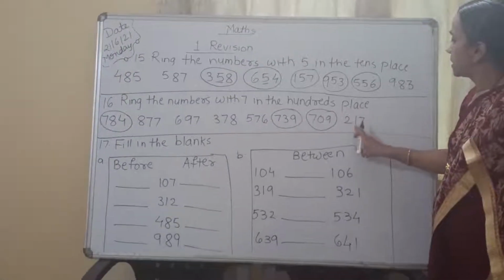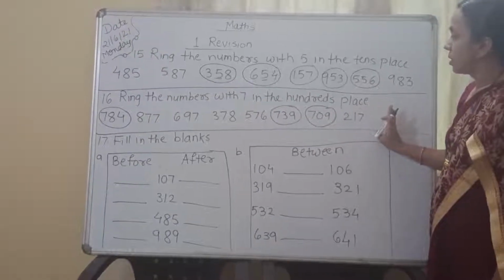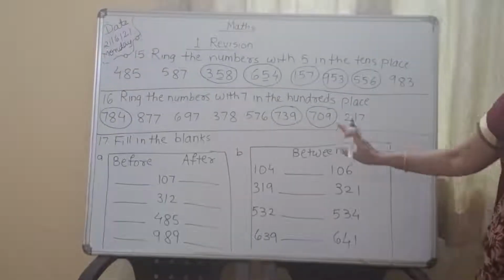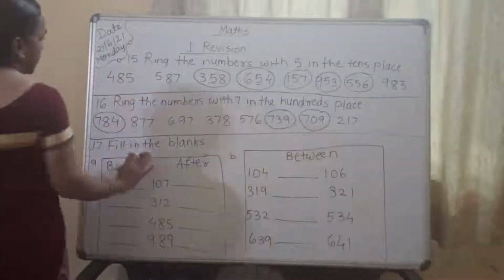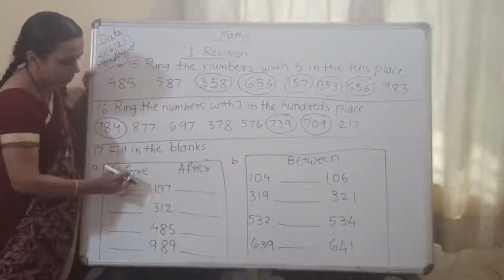217. Ones, tens, hundreds. In the hundreds place 7 is not there, so don't circle this number. In this way we have to ring these numbers. Next question is: fill in the blanks. We have to fill in the blanks.